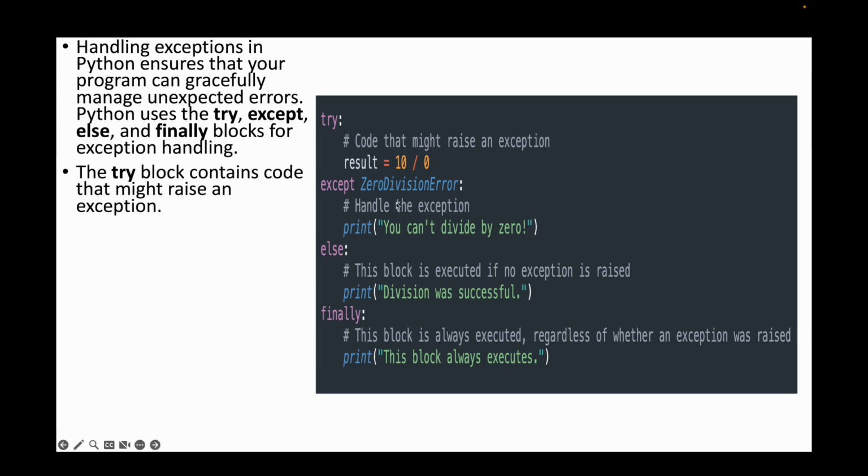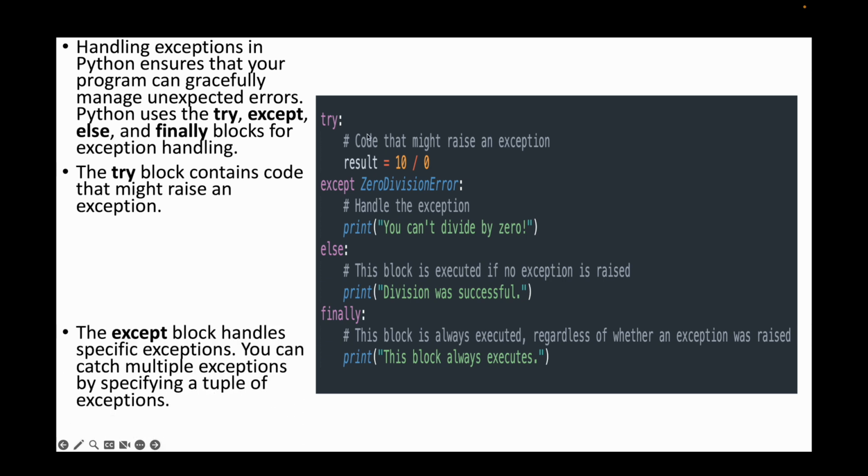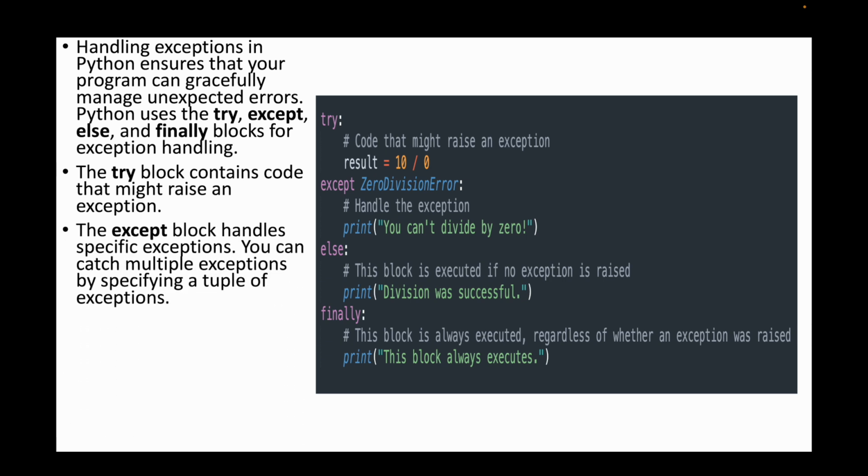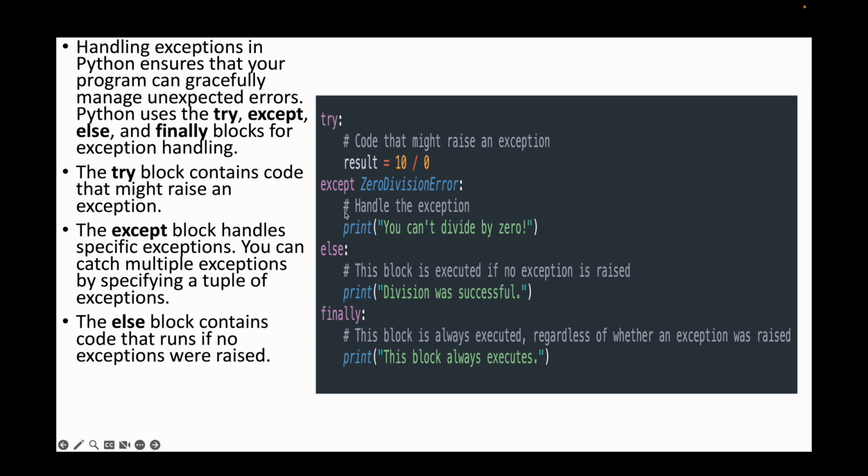So the try block will contain the code that might raise an exception. So in the try block, we are giving the logic, what exactly you want to do, and this might raise an exception if it does not execute as expected. Then you have the except block, which is used to handle the specific exceptions that we might get in the try block. You can catch multiple exceptions if you want by specifying a tuple of exceptions. Now in this case, I'm only capturing the ZeroDivisionError. So when I run this code, if I get a zero division exception, then my except will execute.